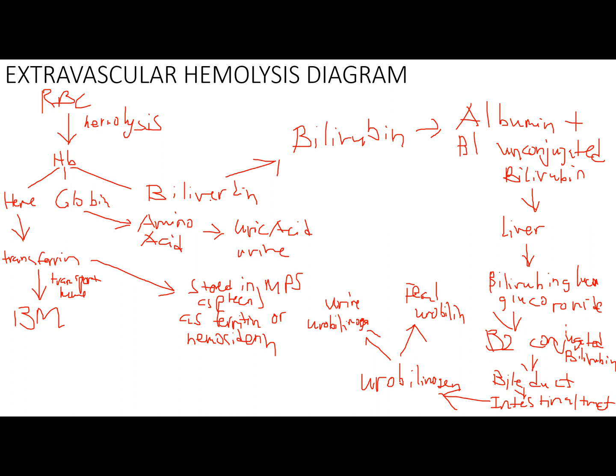Siguro class, pag nakita niyo itong diagram na ito, iisip niyo, galing talaga ni Sir magsulat. Sorry na class, sorry na.